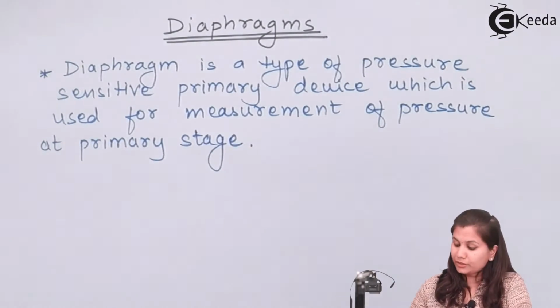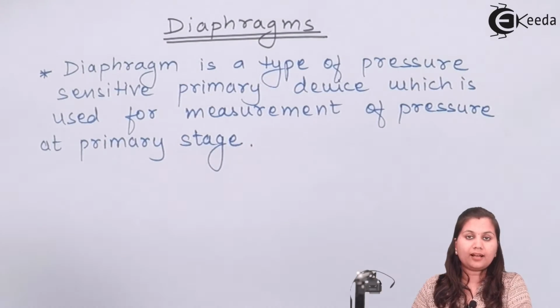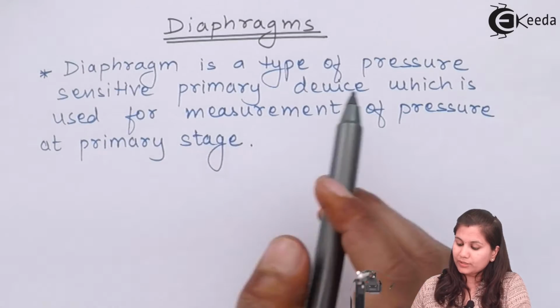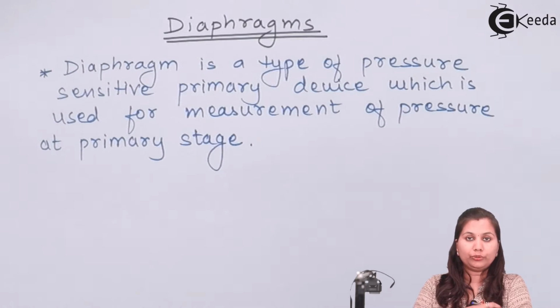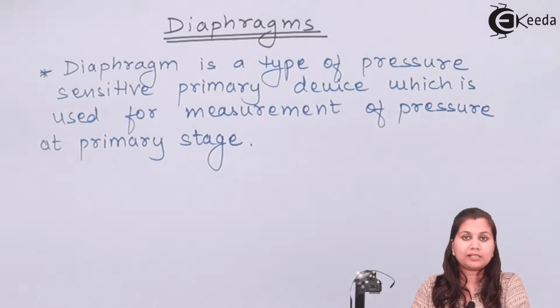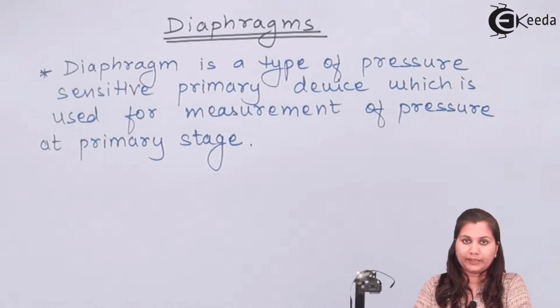The other pressure sensitive primary devices are the bellows and the Bourdon tubes. So these pressure sensitive primary devices consist of an elastic material which is going to deflect or expand or contract when the pressure is applied on them. Due to the expansion or contraction or the deflection of the elastic material, a displacement is caused, and this displacement is proportional to the pressure applied or the pressure of the fluids.